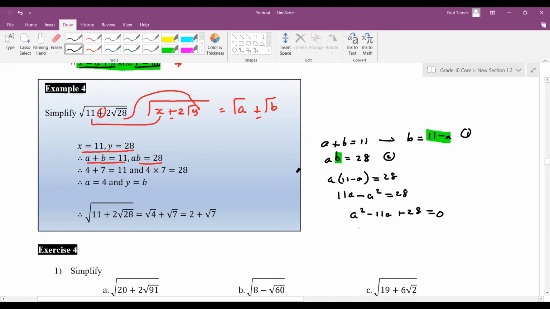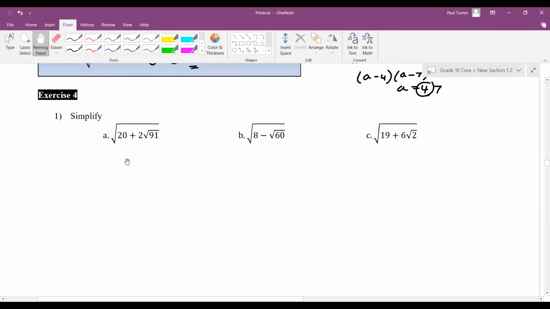So I got 4 and 7. So factorize now: a minus 4, a minus 7. So a is 4 or 7. So we ended up getting our numbers here. So if a is 4, I took the number to be 4. Then b must be 7 because 4 plus 7 is 11. So I ended up with my x and y values here. The a and b values are here, 4 and 7, and root 4 is 2. You can check that in your calculator as well when you've finished the work.